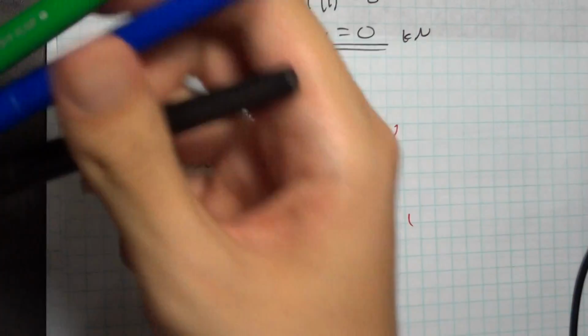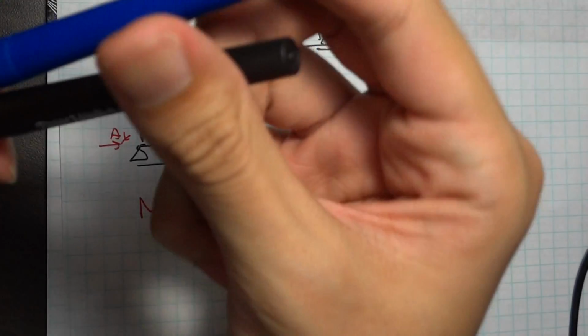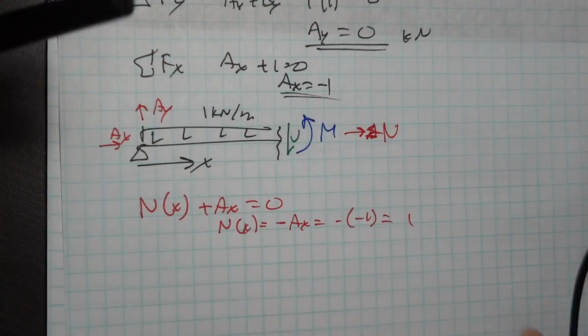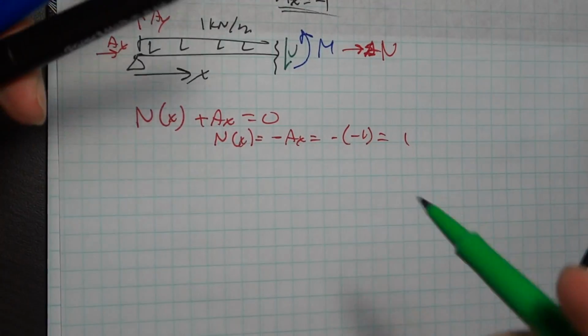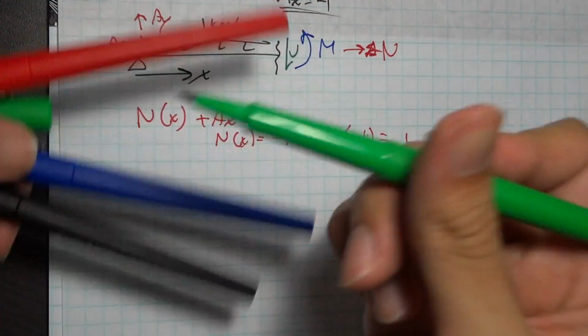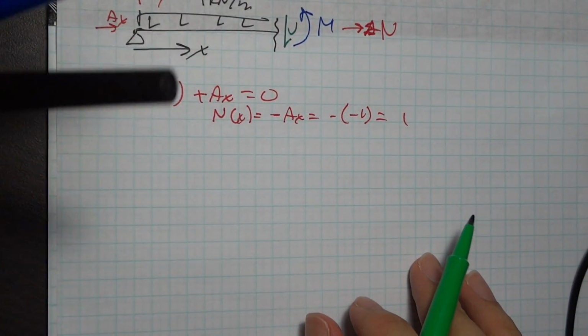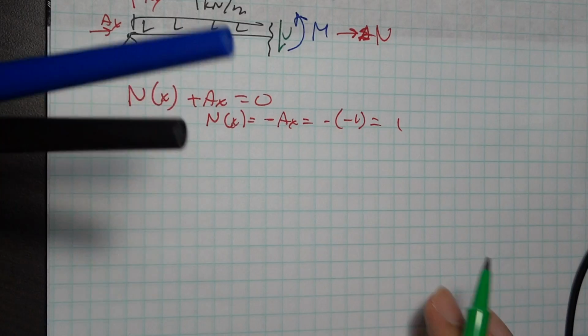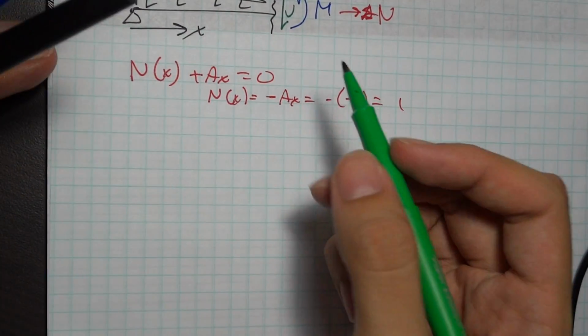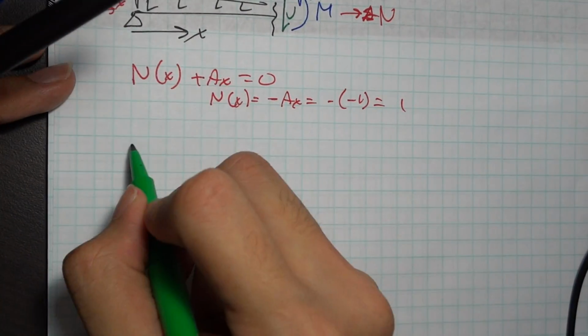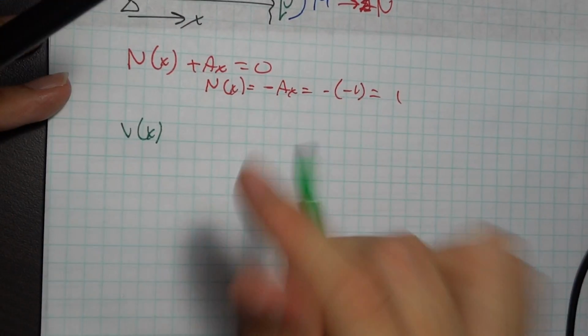And I am sorry for using red. I know red is the mind-searing color that all educators are supposed to frown upon using, but I have 4 colors, and like a professor, I must use red in this case. Let's look at shear very quickly. Shear is V of X.